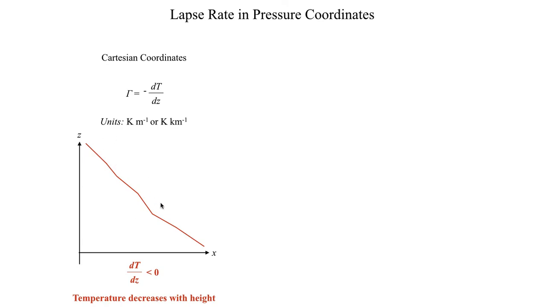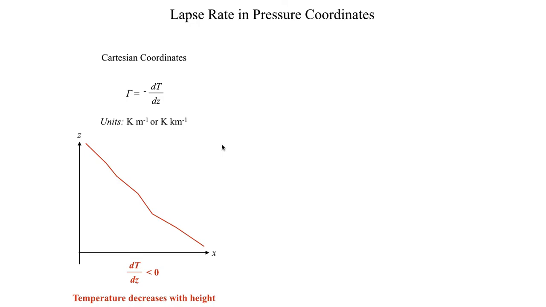And you can also look at this in the reverse. So you can look at how temperature varies as you go in the negative z direction. As you go in the negative z direction, temperature increases, which also gives you a negative value for dT/dz. And so since dT/dz is negative, then we say that, of course, the temperature decreases with height.